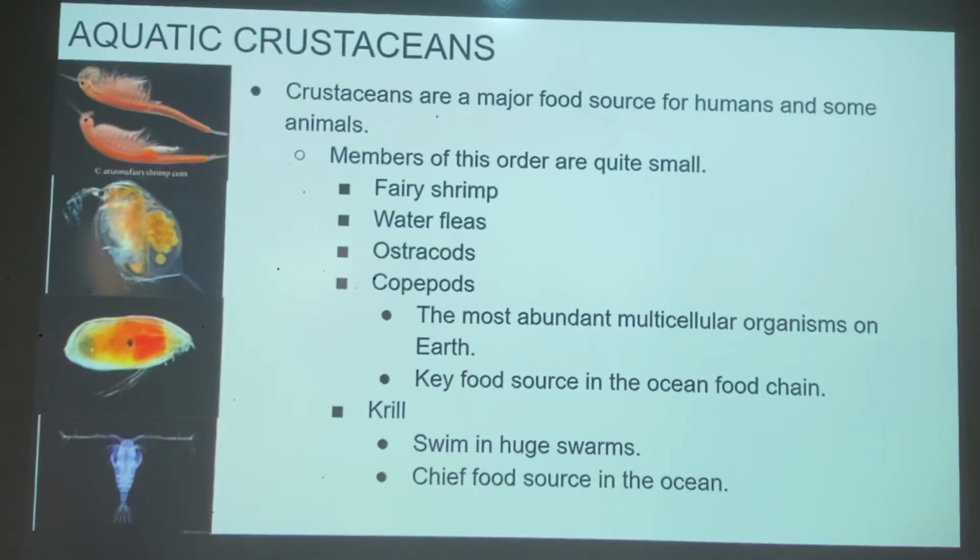So again, going back to they're microscopic, they're very, very small and tiny, and therefore are a huge, immensely huge part of the food chain.